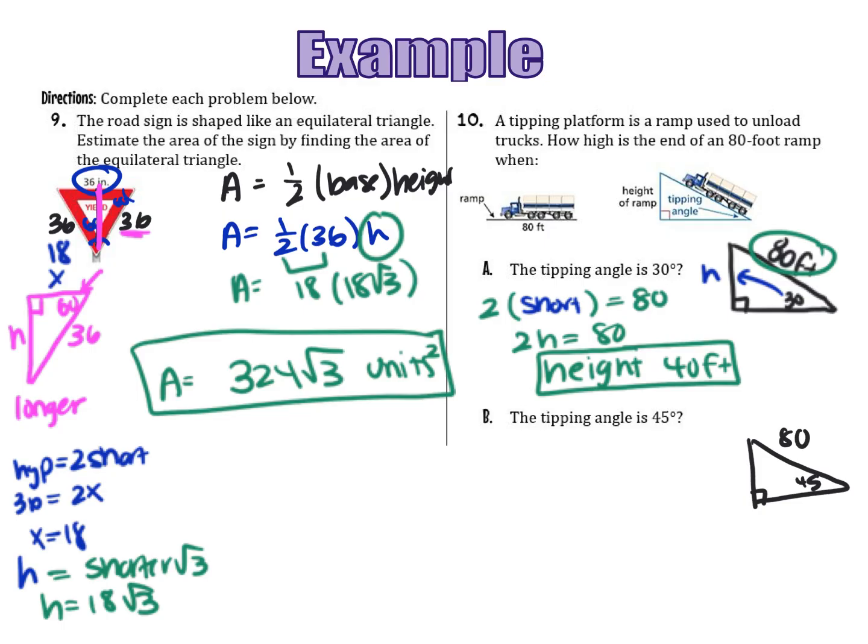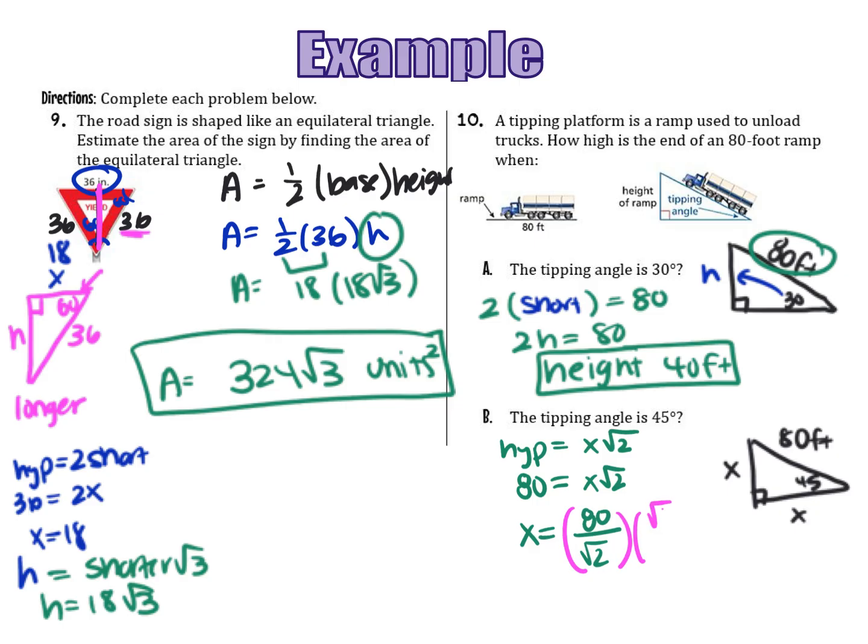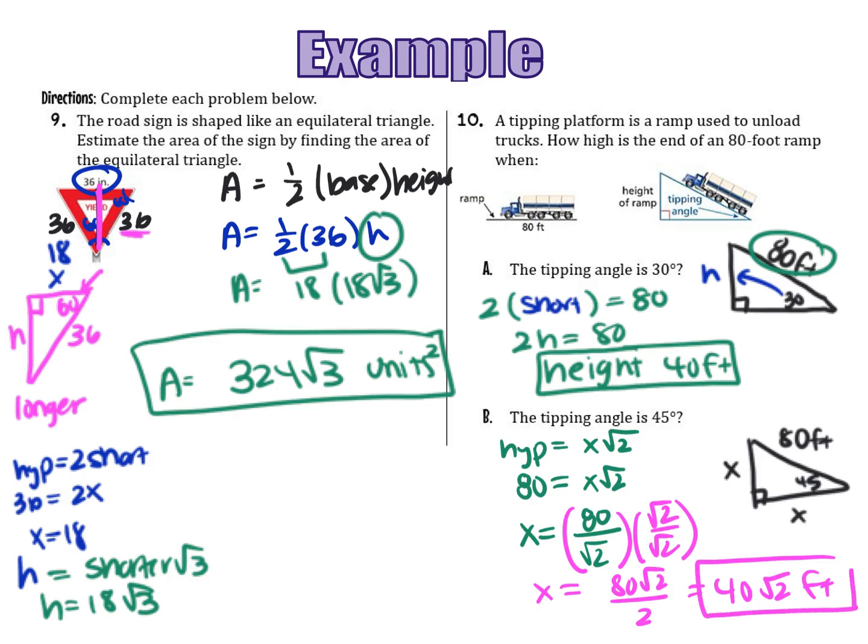All right, so I know that the ramp is 80 feet. I know that if this is a 45-degree angle, both of these are the same size. And I know that in a 45, 45, 90, the hypotenuse is equal to the side times the square root of 2. So 80 is going to equal the leg times the square root of 2. So x is going to equal 80 divided by the square root of 2. And now I need to rationalize that denominator. That's going to give me 80 root 2 over 2, which is 40 root 2 feet. So if the tipping angle is 45 degrees, the height of the ramp will be 40 root 2 feet.